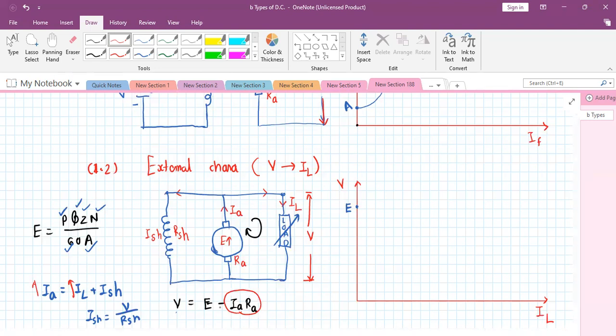Again I'm repeating. IA is equal to IL plus ISH. Here ISH is equal to the voltage across it, V divided by RSH. Now the terminal voltage is constant and RSH is constant. So if the load is increasing, what is increasing? Armature current. If your armature current is increasing, this product is also increasing, and you are subtracting it from E. So can I say V is decreasing?